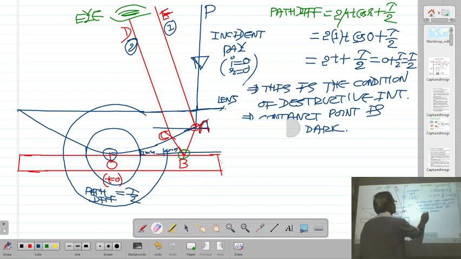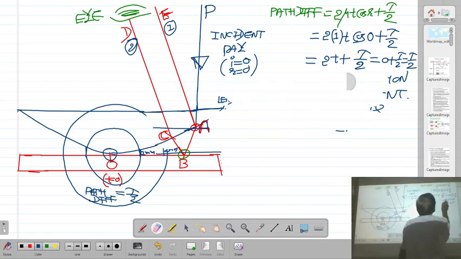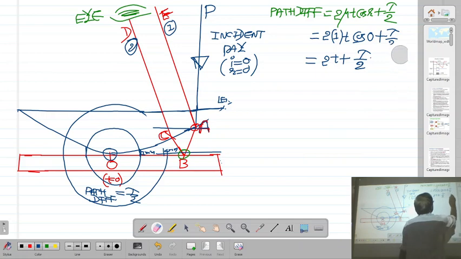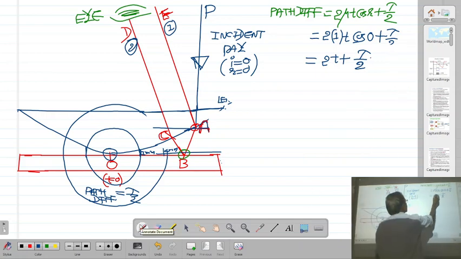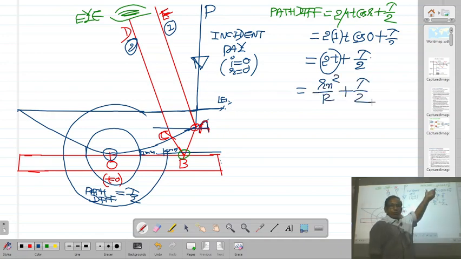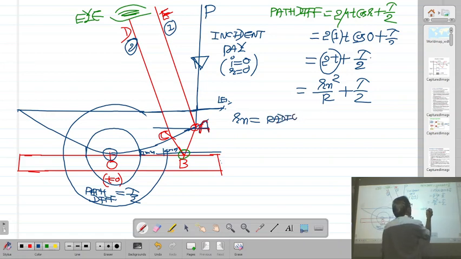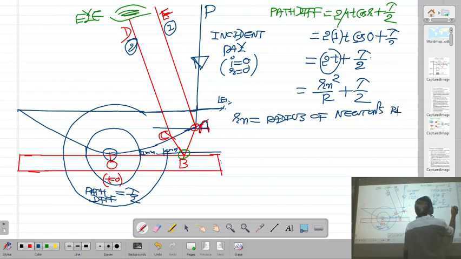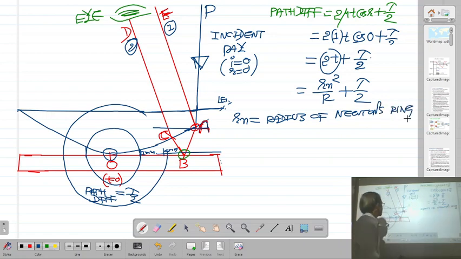Next, in the last lecture we have obtained the value of 2t. The value of 2t was small r square upon capital R. So from the geometry of this figure, we obtained the value of 2t, that was small r square upon capital R. What is small rn? Small rn is the radius of the Newton ring.